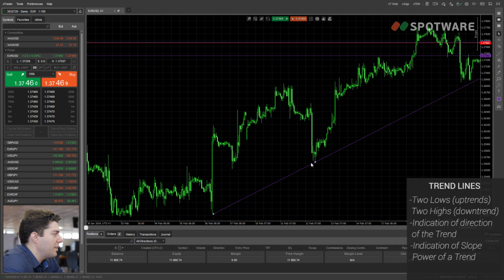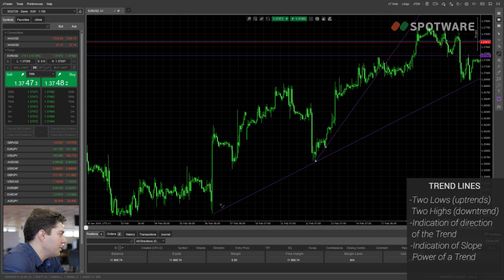Also, you need to consider that in one trend, you can also draw smaller trend lines in the actual trend. So we can connect, for example, two consecutive lows here, and we have a smaller trend. And the same thing you can do here. So it's smaller trends inside a big trend.